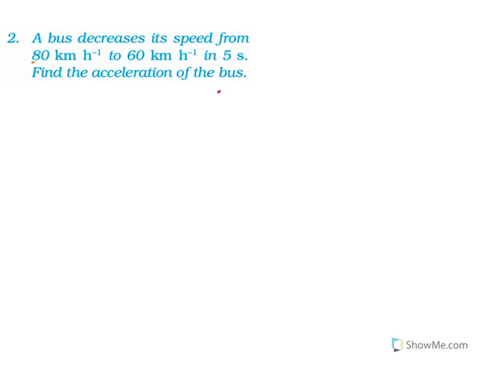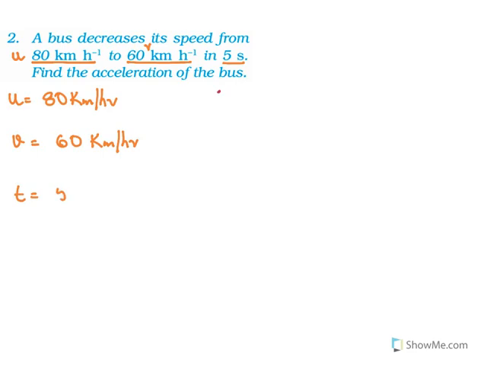A bus decreases its speed from 80 km per hour, which is u, so I'm going to write that out, to 60 km per hour, which is v, the final velocity, in 5 seconds, which is time. We need to find the acceleration a.